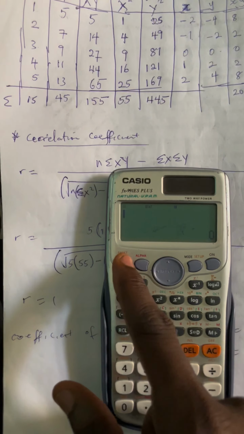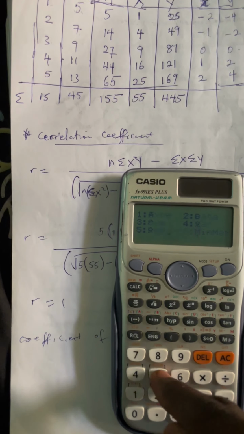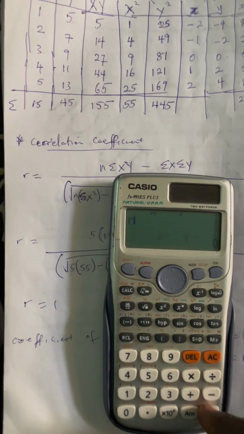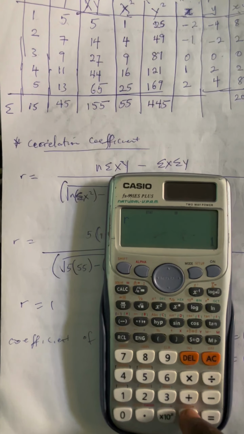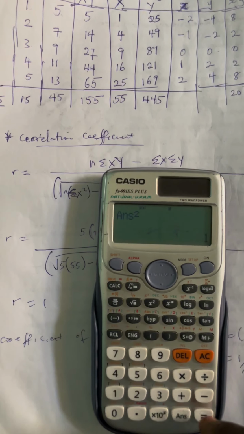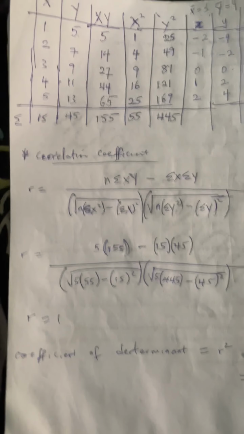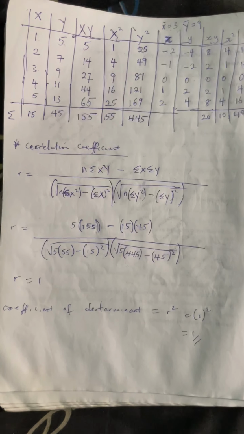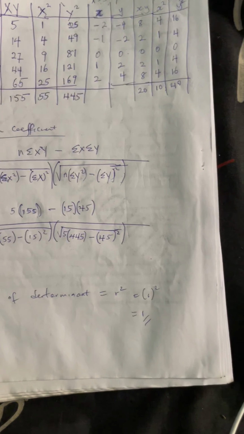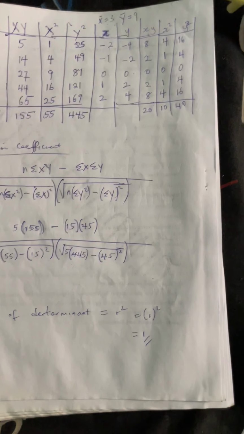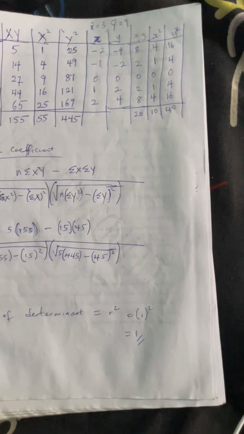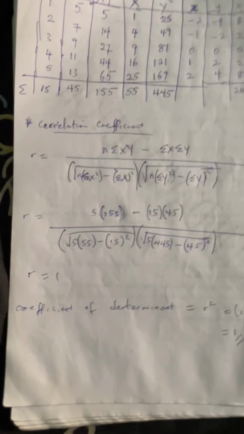Press AC. Then press shift start, go to reg, and number 3 for the correlation coefficient. Press equals to. The answer is what? Is 1. Can you see the answer is 1? Now can you see we can have 1 squared, it still gives us 1 for the coefficient of determination. Now this is how to solve the correlation coefficients on your calculator.